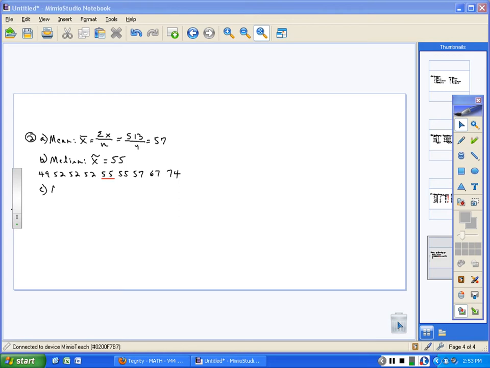Part C asks you to find the mode. And the mode is the value that occurs most frequently. If no number is repeated, the answer is no mode. But we have numbers repeated here. We have 2 55s, but we have 3 52s. So the mode is 52.